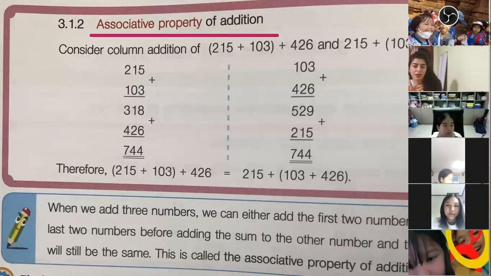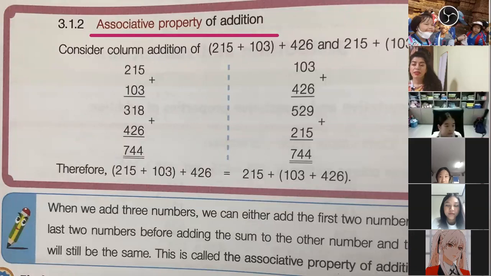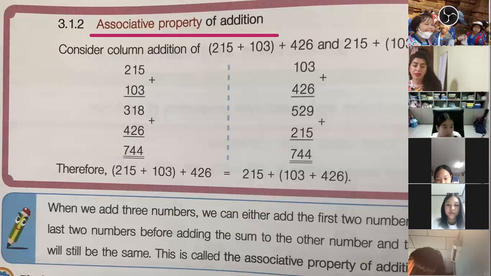So you can make some commutative property. For example, 10 plus 11, 11 plus 10. You make an example, please. 13 plus 20 plus 2 equals 2 plus 13 plus 20. Very good. Thank you so much. So it is associative property. Three numbers. Associative property. Very good.